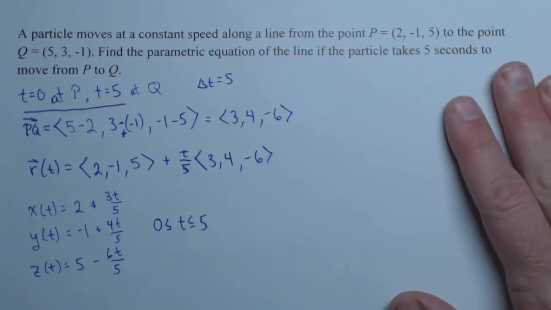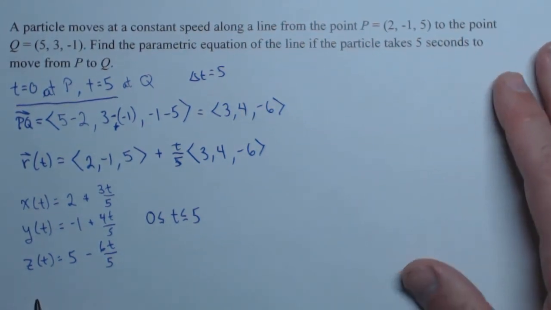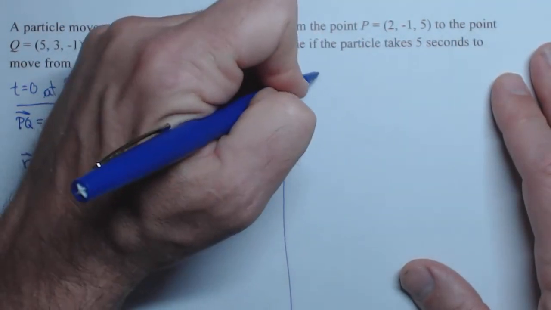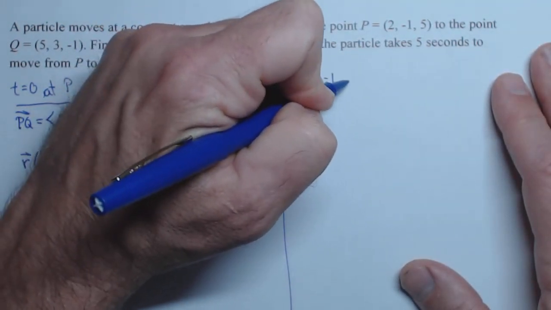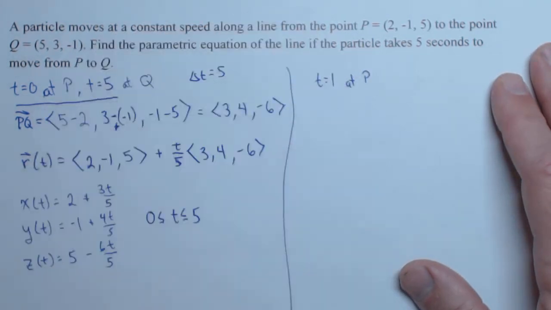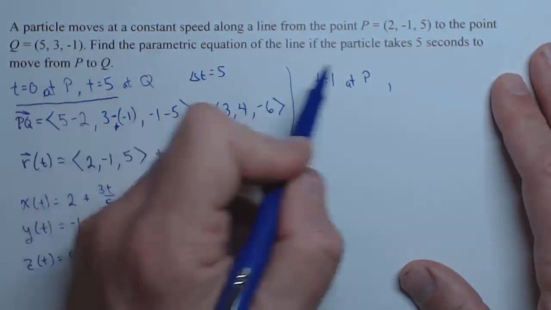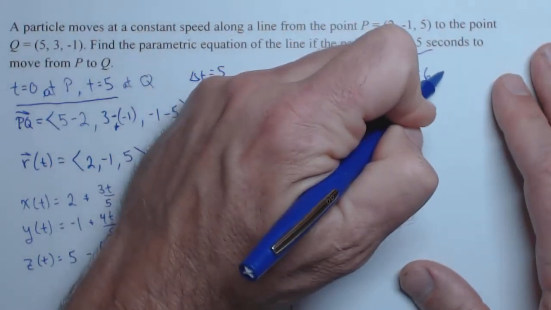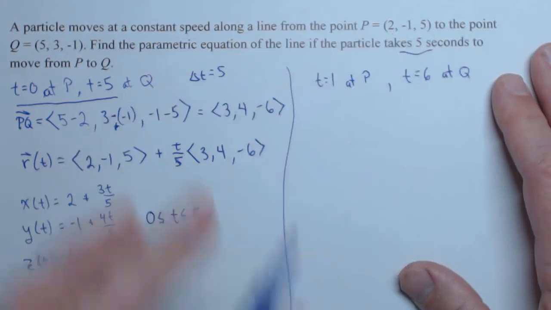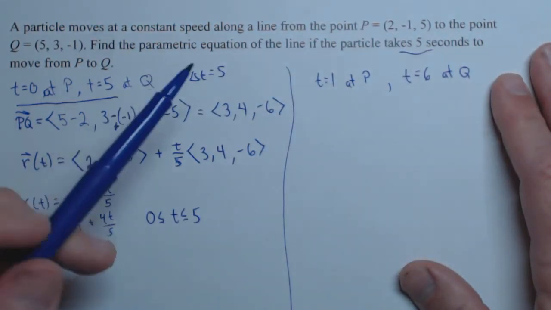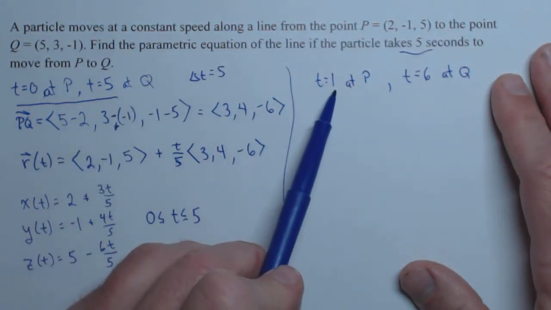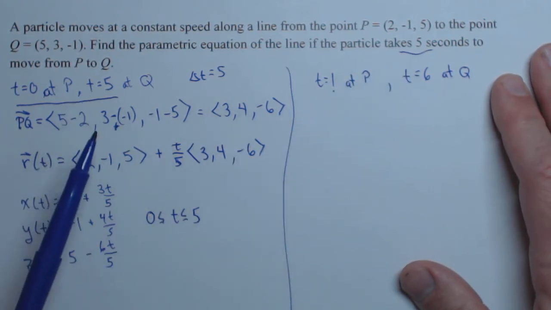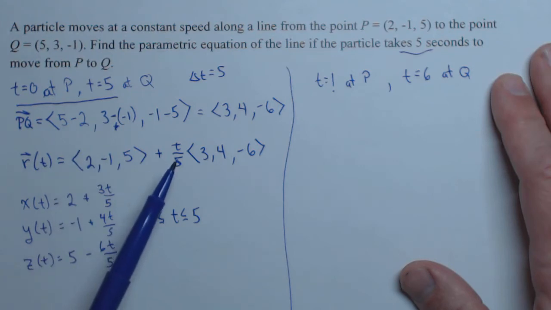Okay, we're going to leverage what we've just done, and let's say we were told that at point P we're at t equals 1. Well, that would mean if we're going for 5 seconds to get to Q, it's going to be t equals 6 at Q. So let's think about what's the same and what would be different. Clearly our starting position is now different. But our points are the same, our vector PQ would be the same, and our change in time would be the same.